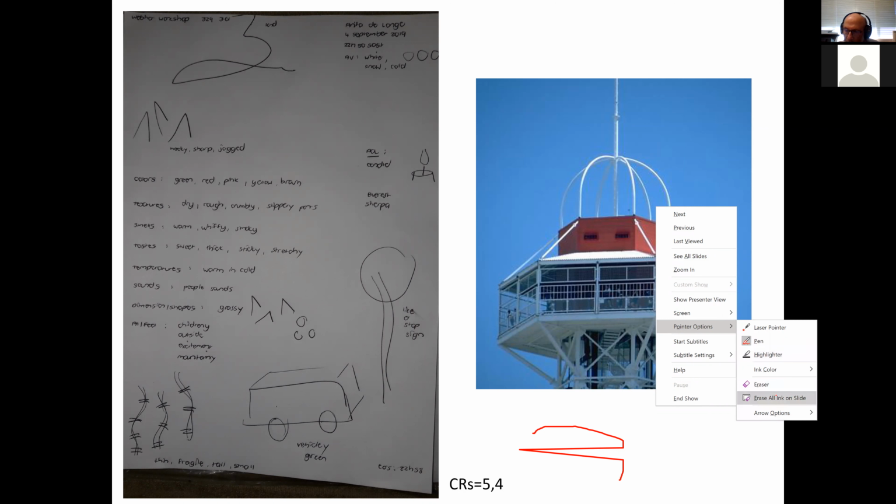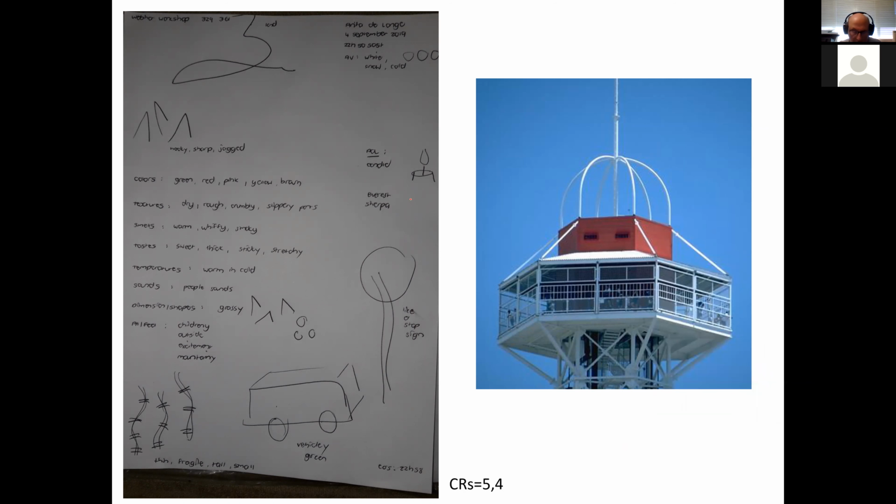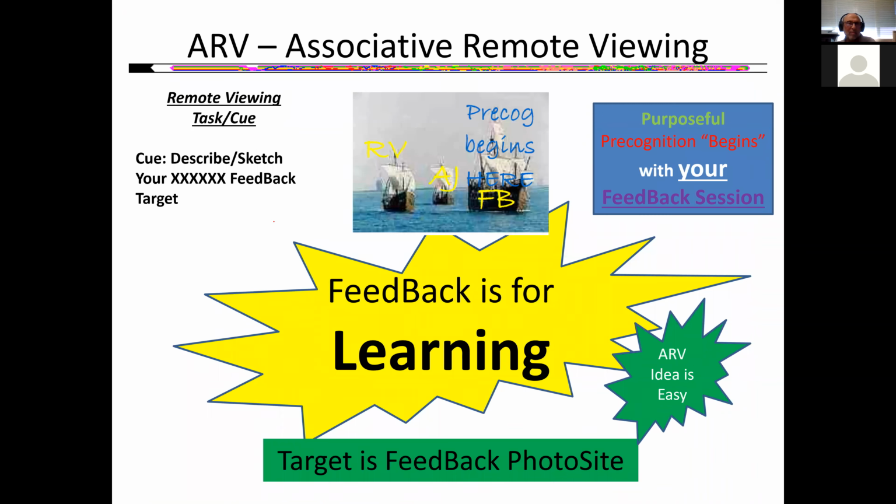Let's erase. Okay. So that's an example of feedback sessions. Spend time with it, focus on it, add something new to it. The red, see, she got so many other colors. Okay, enough.